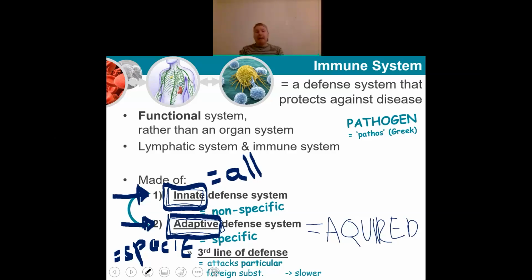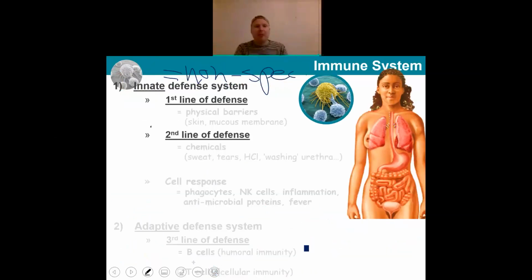Sometimes we also describe adaptive immunity as acquired immunity. That's the other term that sometimes gets used for it. And I think acquired is a little bit better because it tells you that you get it after having done something. In this case, for adaptive immunity to work, you have had to face that pathogen before. And when you face that pathogen for the second time, the adaptive system can deal with it. So that's the difference between the two.